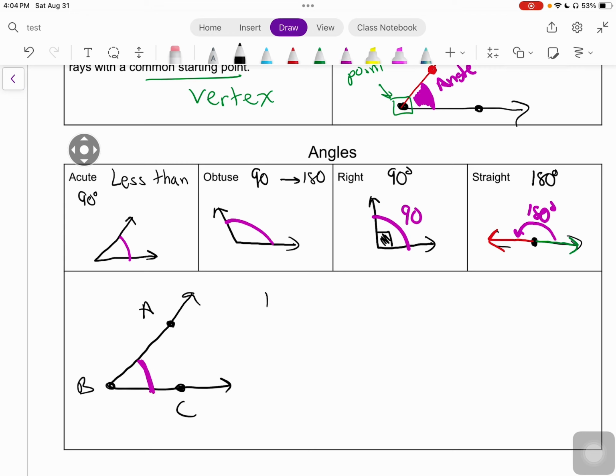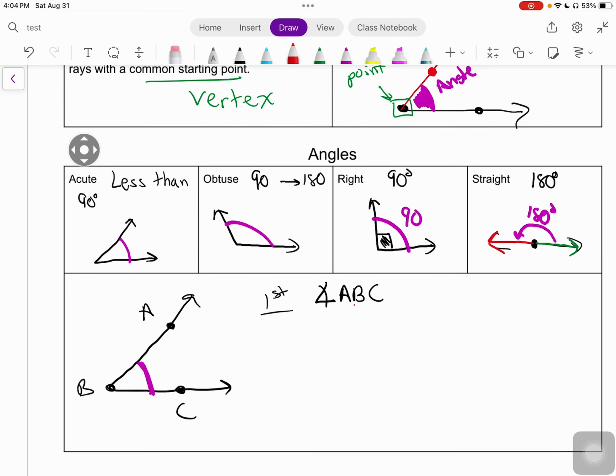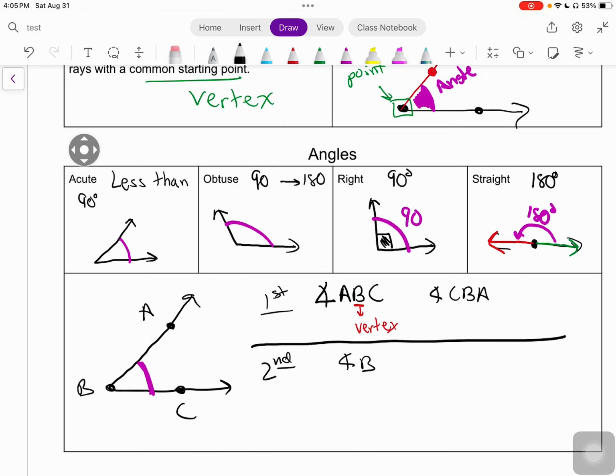The first way is with three letters. We can call it angle ABC. The key thing when you are labeling angles with three letters is that the middle letter is always going to be the vertex. This middle letter is always the vertex. We can also label it as angle CBA. It does not matter the order of the letters as long as the vertex is in the middle. The second way that we can label this angle is with the vertex. This is not so much of a common one, but we will see it. It is angle B. We can just call it by its vertex letter.